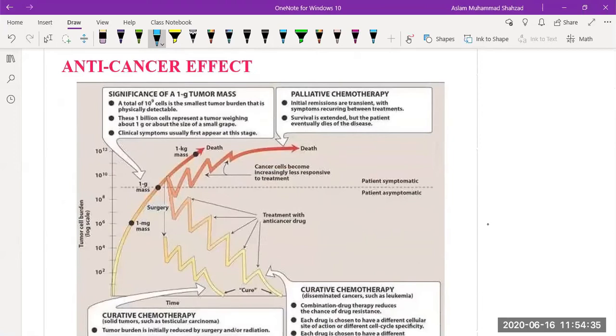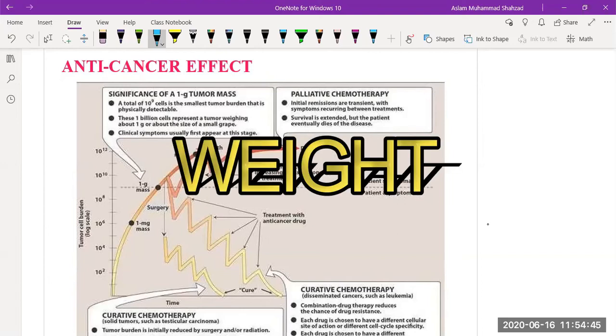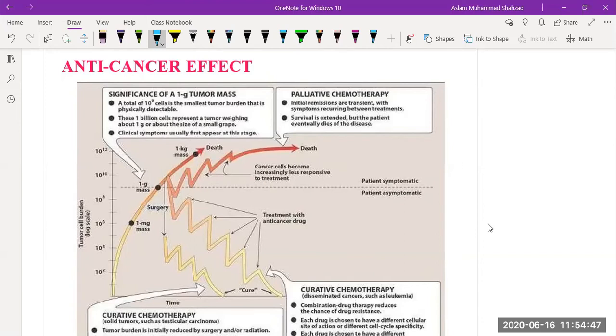First of all, when we are talking about cancer, we are talking about the mass of the cancer. Obviously, the cancer cells that divide uncontrolled have some weight, right? So obviously the weight is very important. If you take a look at this dark structure, this is 1 milligram of the mass of the cancer cells. It could increase to 1 gram, and it could further increase to 1 kilogram of mass.